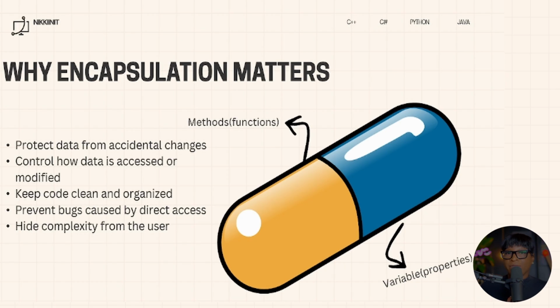Encapsulation protects data from accidental changes. It helps control how data is accessed or modified. It keeps code clean and organized. It prevents bugs caused by direct access, and it hides the complexity from the users.